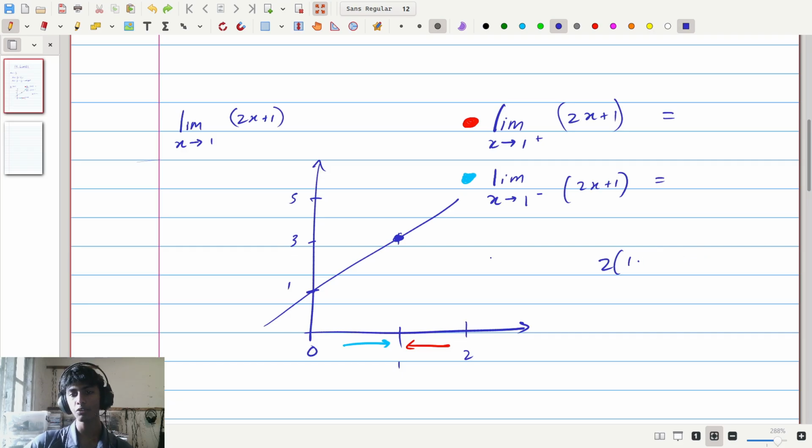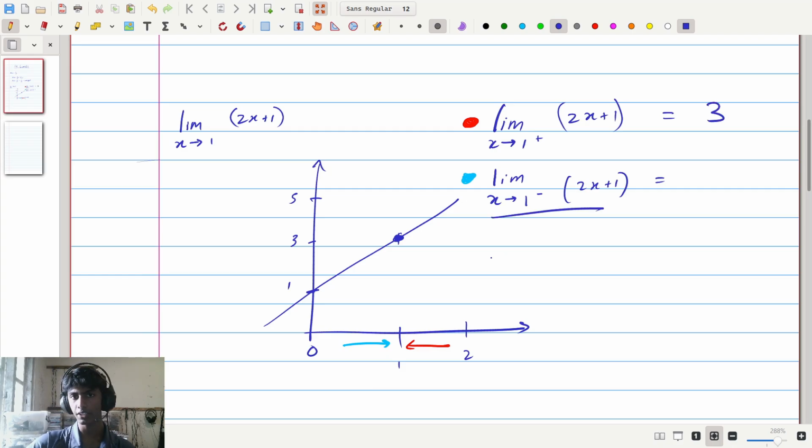In fact, as we try and keep getting closer and closer values to 1 from the positive direction, like this, we will be getting an output which is going to get closer and closer to 3. So therefore, on the right hand side, the limit as x approaches 1 from the positive direction is going to be equal to 3. So I'm going to write that here, this is equal to 3.